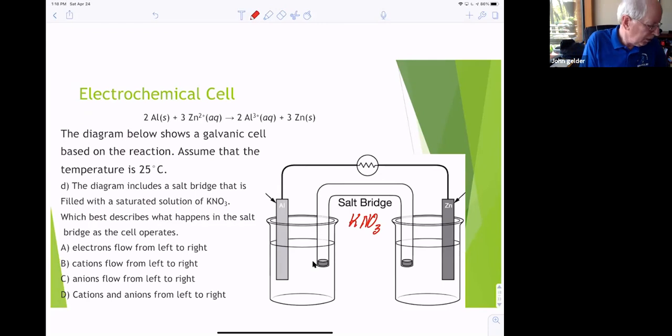And notice, from left to right would be this direction. So I want to know, do electrons flow from left to right? Do cations flow left to right? Do anions flow left to right? Or do cations and anions flow left to right?